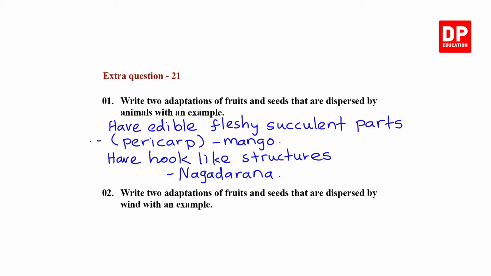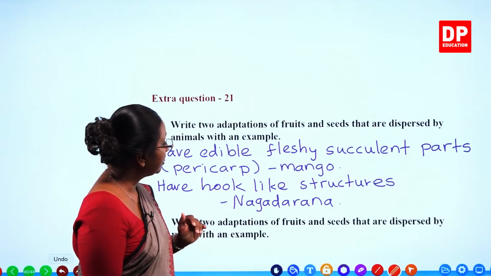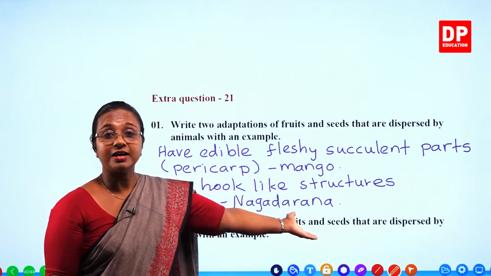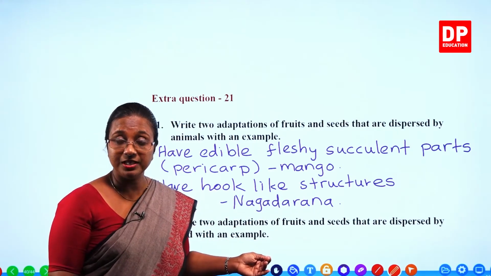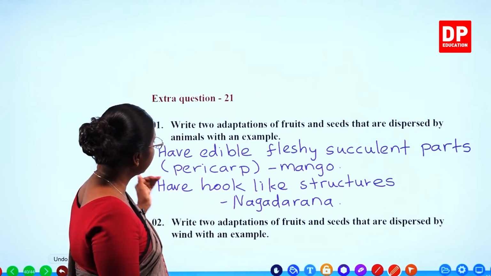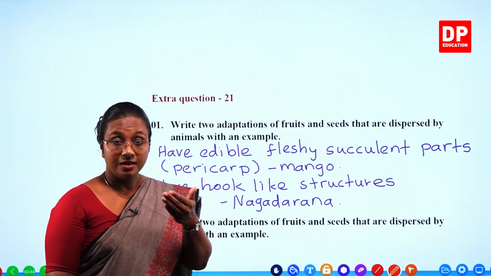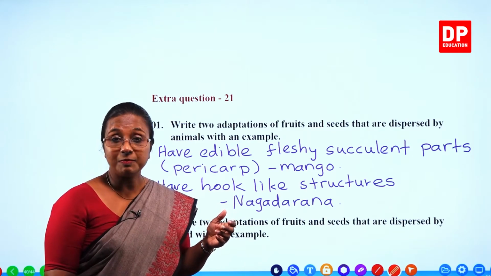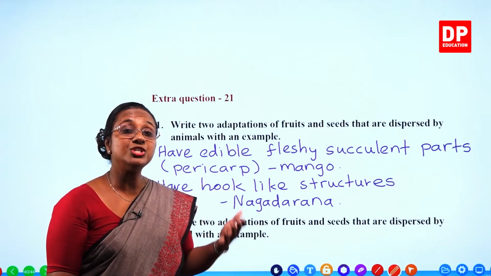So for this, you can write other examples, students. The first one, you can even write papaya, banana. Then for having hook-like structures, you can write Nagadharana is also called Maramundirigai. You can write love grass. All those are examples. Then you can write the shapes of different fruits that are there to cheat animals.